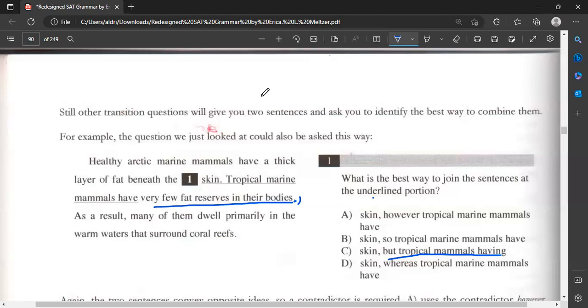So, but when we put the word whereas, so tropical marine mammals, where am I? Healthy Arctic marine mammals have a thick layer of fat beneath the skin, whereas tropical marine mammals have very few fat reserves in their bodies. As a result, many of them dwell primarily in the warm waters that surround coral reefs. And that's actually correct. So that's how we would work on that one. All right.